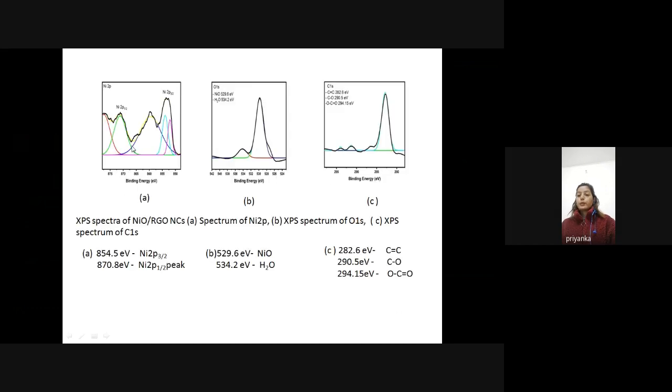These are the Ni 2p spectrum, O 1s spectrum, and C 1s spectrum of synthesized NiO-RGO nanocomposites. And in the Ni 2p spectrum of NiO-RGO nanocomposite, the peak observed at 54.5 electron volt corresponds to Ni 2p 3/2, and the peak appearing at 870.8 electron volt corresponds to Ni 2p 1/2.